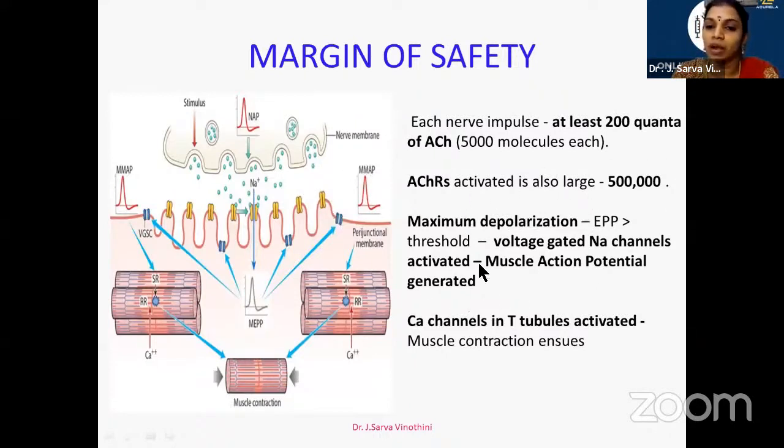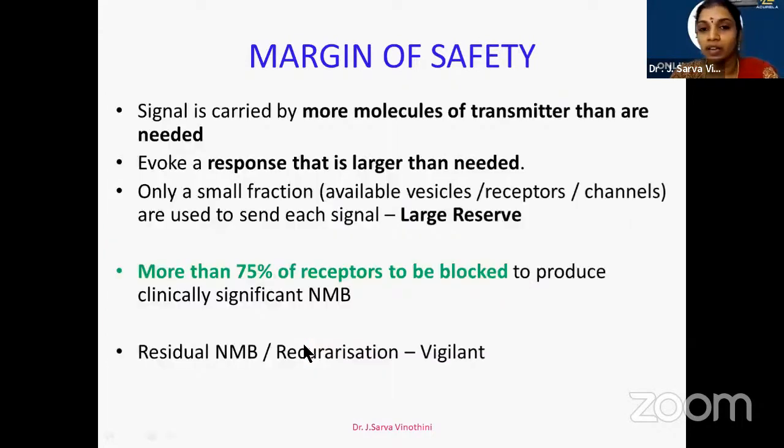And now the end plate potential is produced, and this end plate potential will trigger the voltage-gated sodium channel in the muscles, and that will again trigger the calcium channels in the T tubules and cause muscle contraction. The margin of safety here is the signal is being carried by more molecules of transmitter than are needed, and they also evoke a response that is much, much larger than needed. In spite of this, only a small fraction is actually used up, and there's a lot that is kept as reserve. So more than 75% of the receptors have to be blocked to produce a clinically significant neuromuscular blockade.